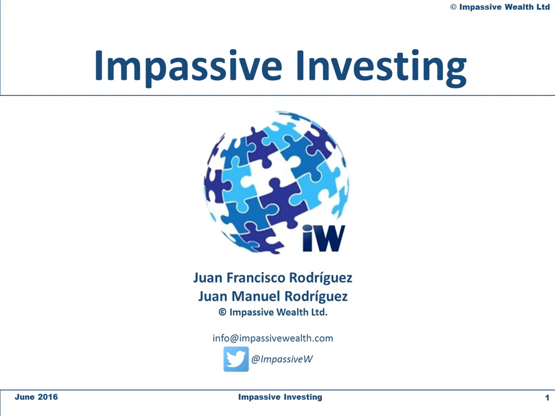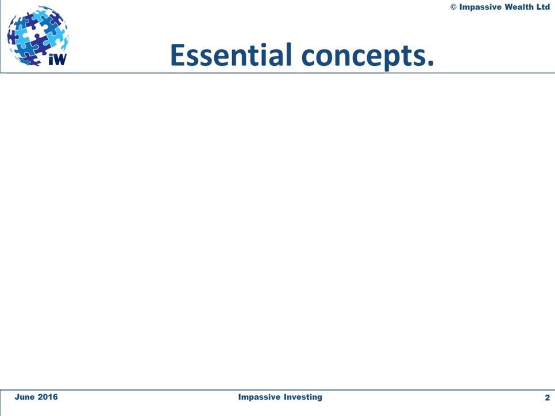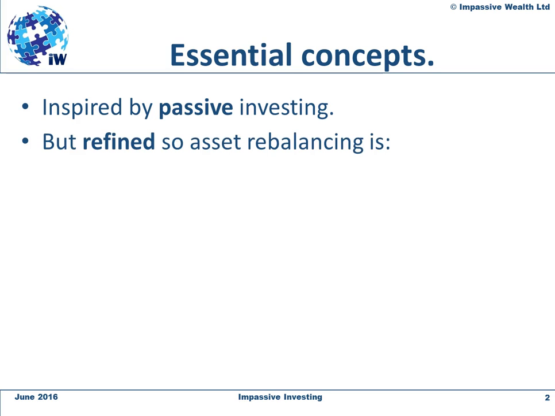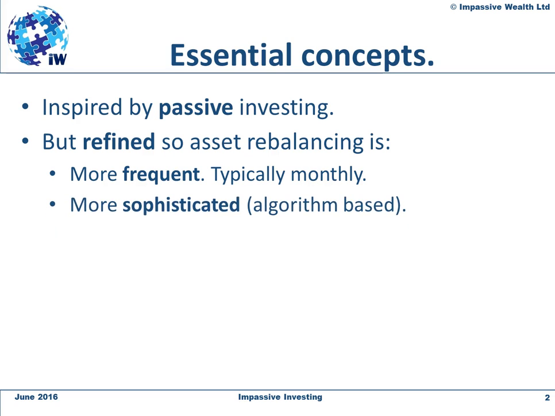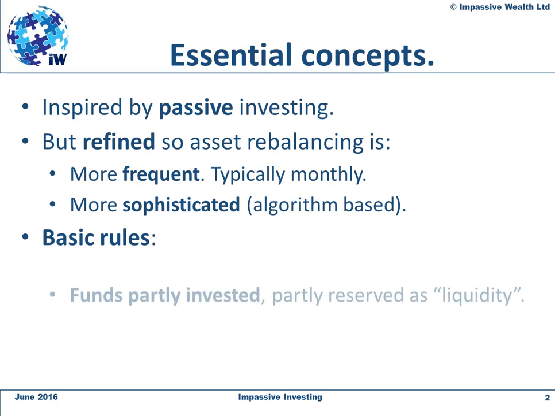So let me get started and tell you what impassive investing is all about. Right, let's start with some essential concepts. First of all, the impassive method of investing is inspired by passive investing, but it's been refined. So the classic rebalancing of assets in passive investing has been improved. It is more frequent. Typically in passive investing, you do rebalancing once a year, and we do rebalancing every month, and it's more sophisticated. We have created an algorithm that tells us every month what to buy and sell to do this rebalancing.